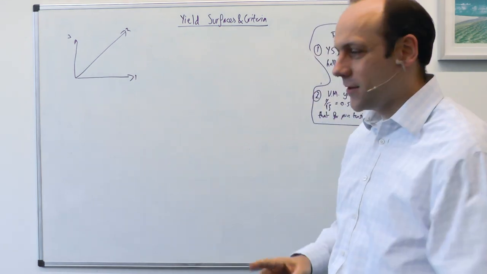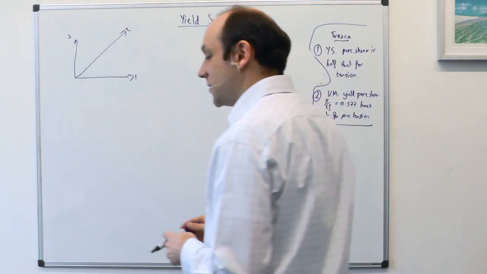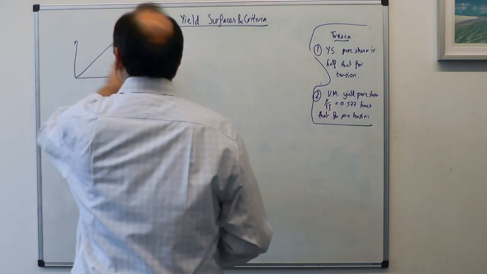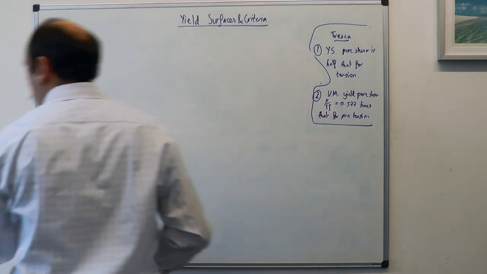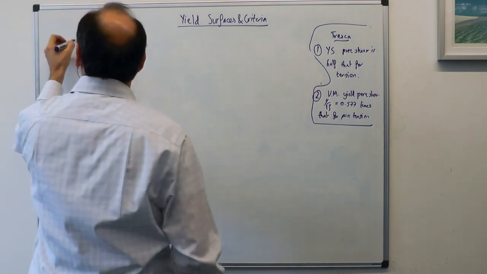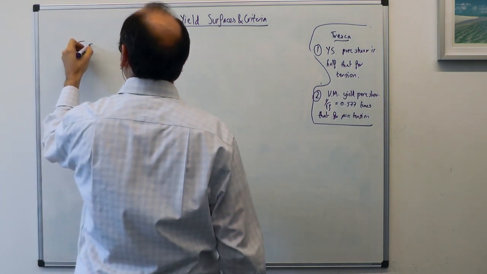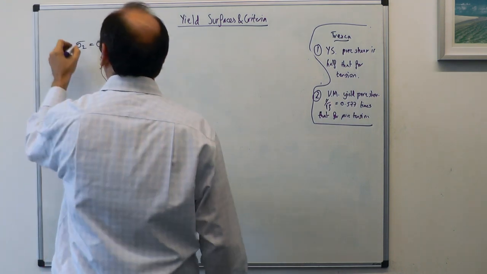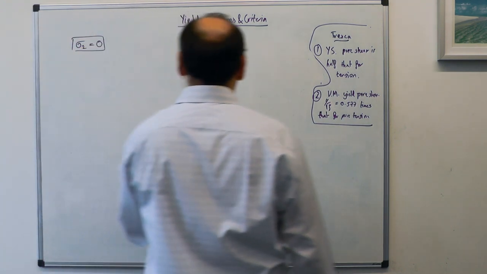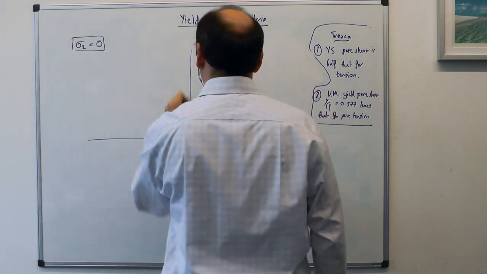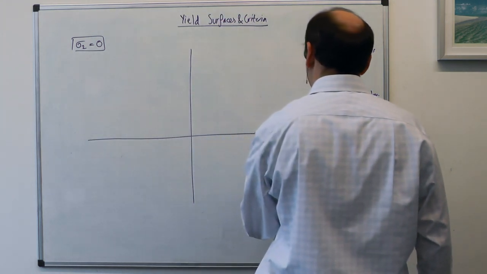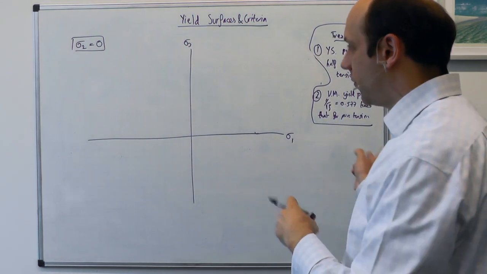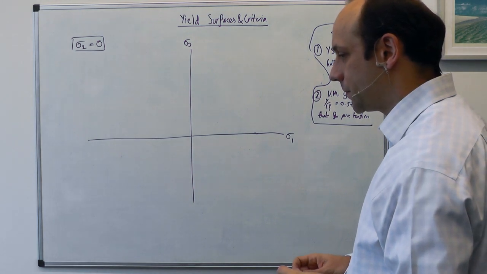Now, it's difficult to draw things in 3D, so let's just think about the example of 2D. So plot them out in 2D. So let's assume that sigma 2, the middle principal stress, is 0. Okay? And we'll plot out what happens. This one's sigma 1, this one's sigma 3.